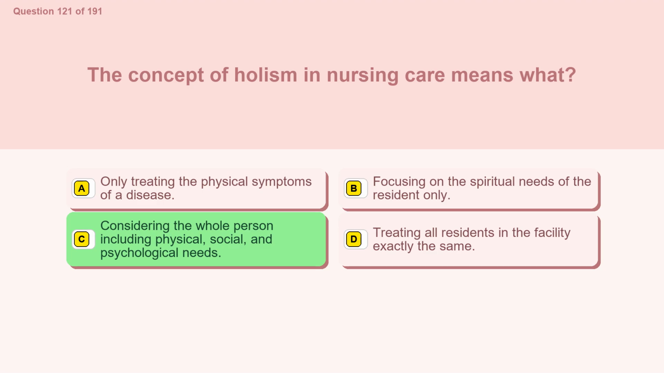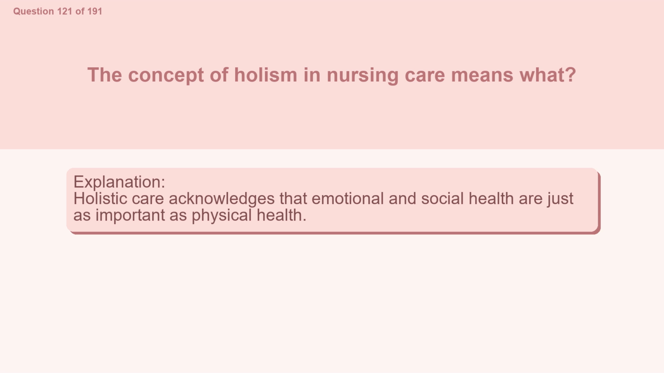The correct answer is option C. Considering the whole person including physical, social, and psychological needs. Holistic care acknowledges that emotional and social health are just as important as physical health.